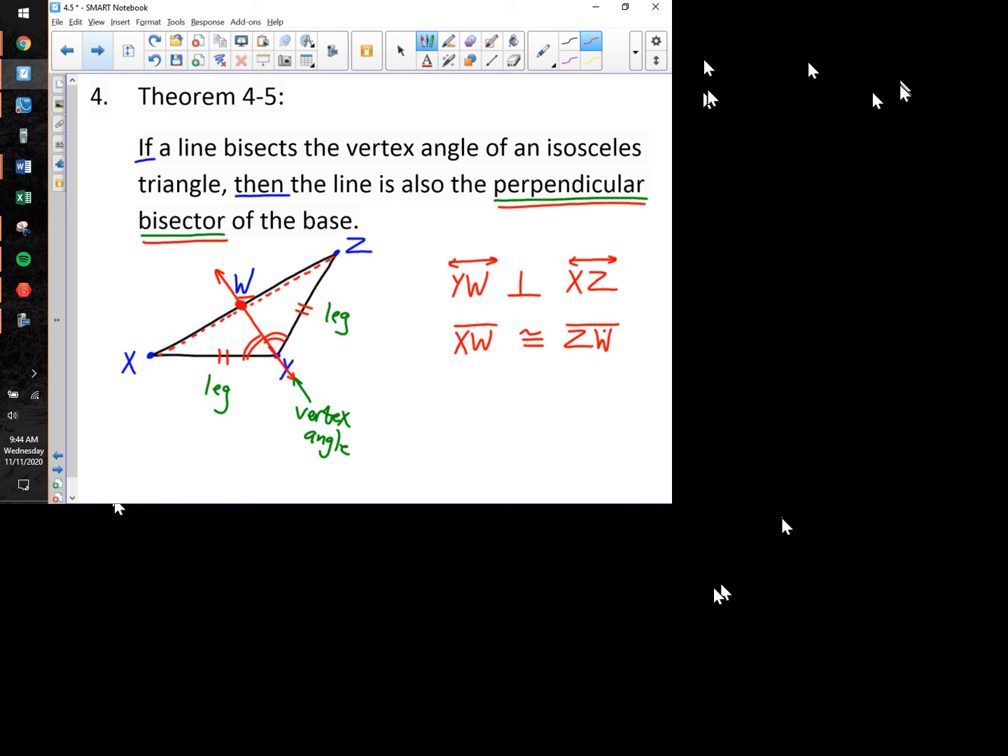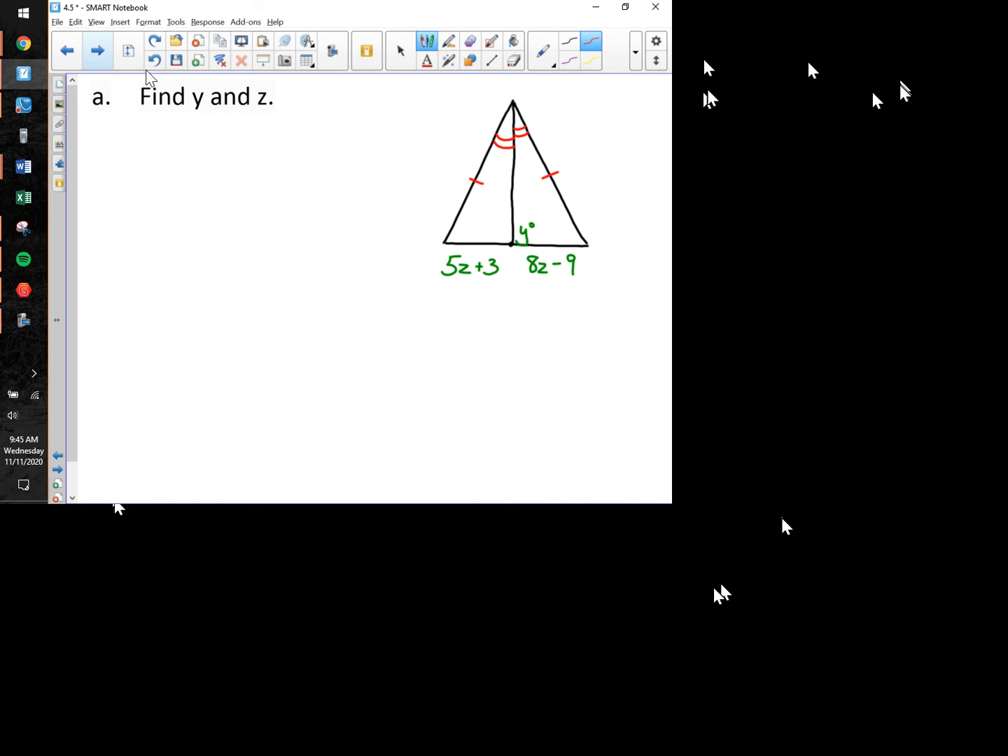Okay? And yet again, everybody, that is because when you draw this line down the middle of an isosceles triangle, you create two congruent triangles here. You don't need to write this down, guys, but as we look at it, triangle XWY is going to be congruent to triangle ZWY. And that fact right there is what leads us to these conclusions right over here on the right-hand side. Okay, so let's see that theorem illustrated for us real quickly here, guys.